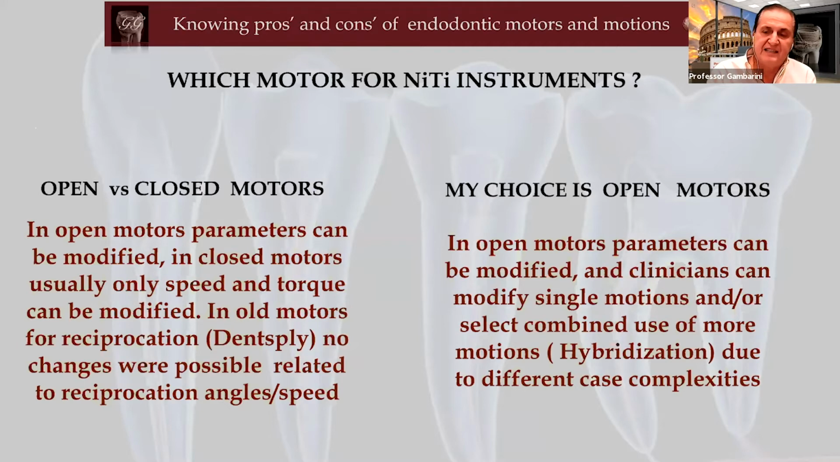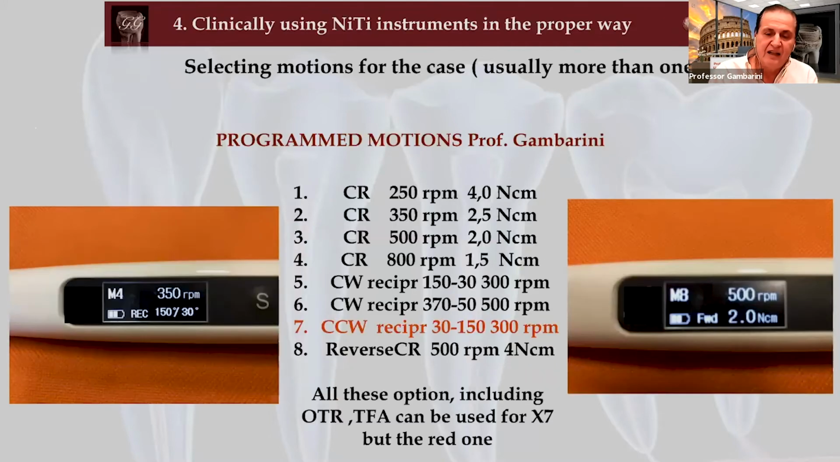In this part, I will also show you a little bit of my philosophy. Usually I have at least 4 speeds and 4 torque settings in my motors, as you see here: 1, 2, 3, and 4. I have at least 2 clockwise reciprocation motions that I can use for my instrument. I have counterclockwise, which I'm not using for this instrument. I have reverse, which I sometimes use if, which is very rare, the instrument blocks inside the canal. There are also other options, including other motions like OTR and combined motions that can be used as a substitute for any of them. So you have a lot of options that make your technique slightly safer, slightly more efficient. But for the X7, you can use any of these. We tested all of them, and they work very, very nicely.